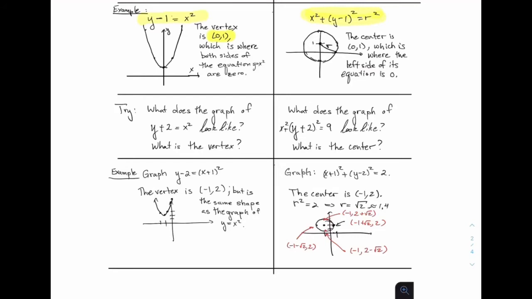The center of the circle is what makes the left-hand side 0, which is 0, 1. So the center is 0, 1, and the radius is still r for this example. So I've plotted it there. That's a shift of the standard circle up 1 unit. In the parabola, it's a shift of the parabola up 1 unit. So in both cases, you're shifting the graph up 1 unit.